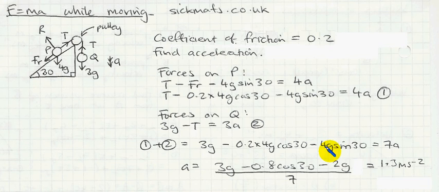I've just simplified 4g sine 30 as well to 2g, because sine 30 is just half times 4g is 2g. So that's just a little bit simplified there, but you could simplify it more. 3g minus 2g is 1g. Could even simplify that very simply. That's root 3 over 2, whatever. But anyway, so you stick it in the calculator and you get this answer, 1.3 meters per second squared, and that is the answer to A.